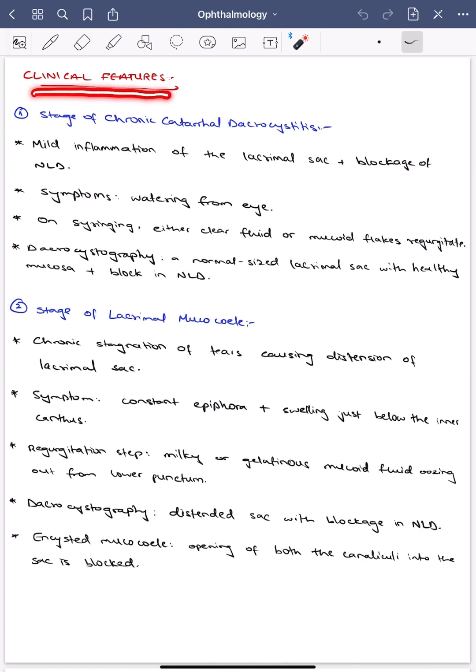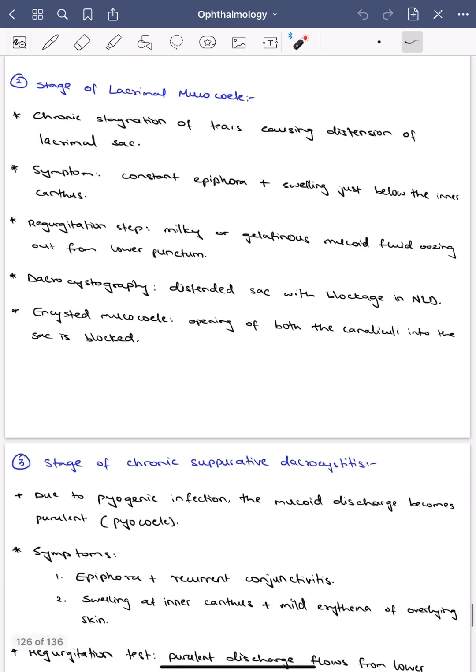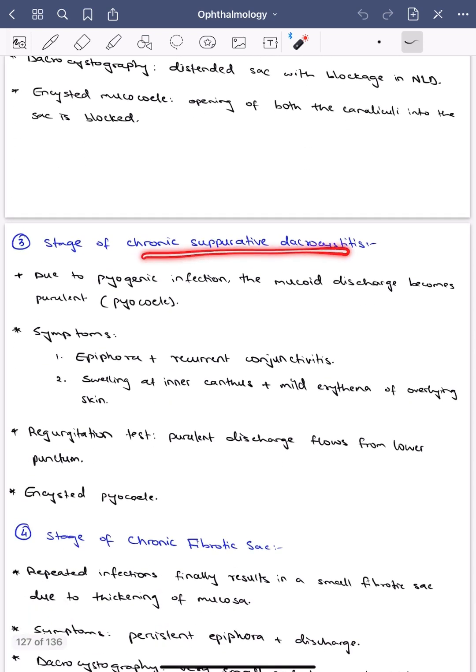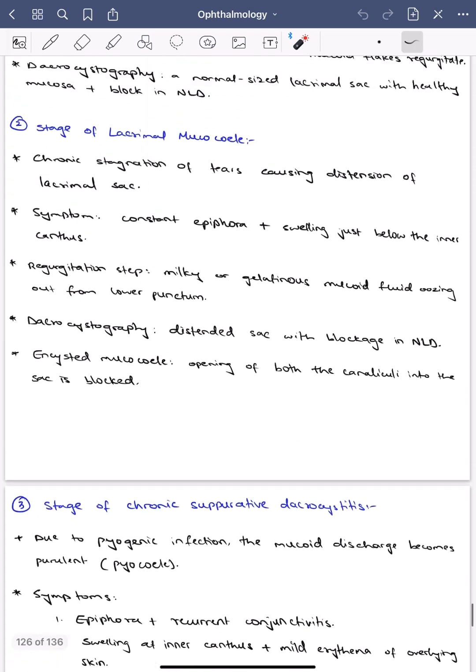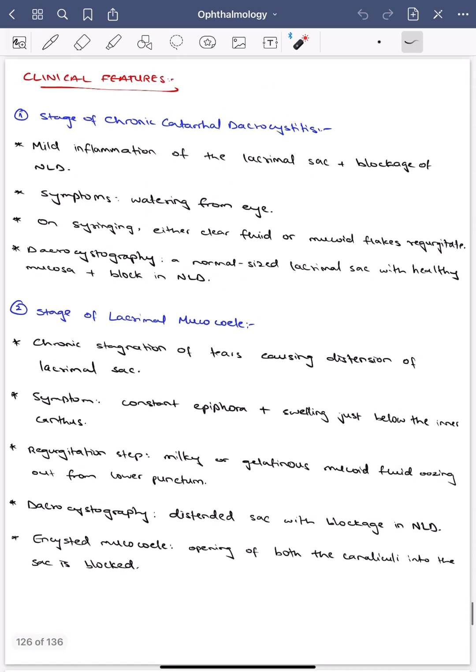Now, the clinical features of chronic dacrocystitis can be divided into 4 stages. The first is the stage of chronic catarrhal dacrocystitis. Second is the stage of lacrimal mucocele. Third is the stage of chronic suppurative dacrocystitis, and fourth is the stage of chronic fibrotic sac. Now, the stage of chronic catarrhal dacrocystitis. Catarrhal refers to the inflammation or infection of the superficial mucosa.